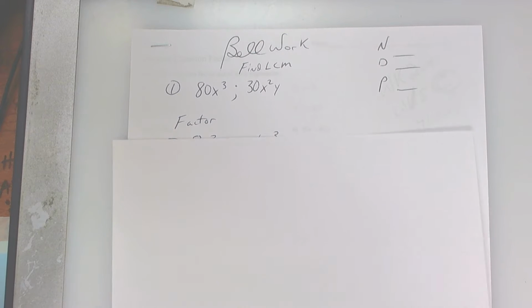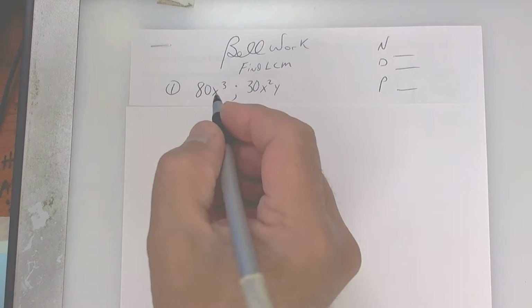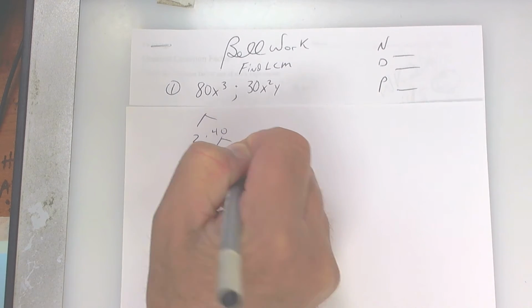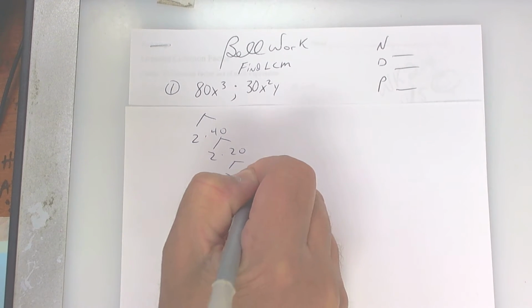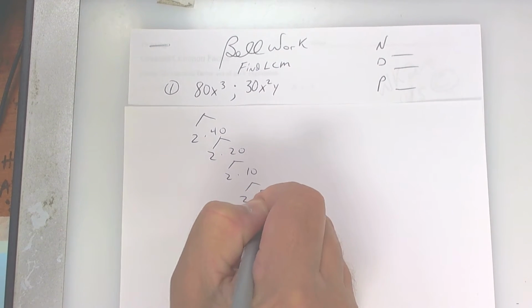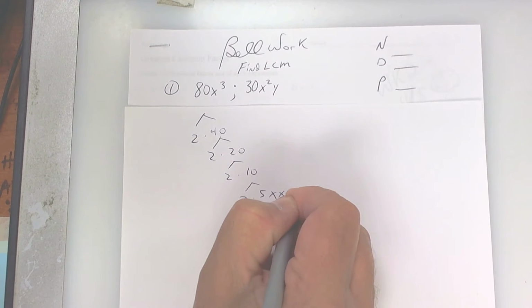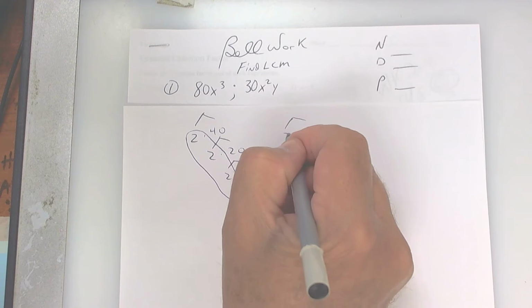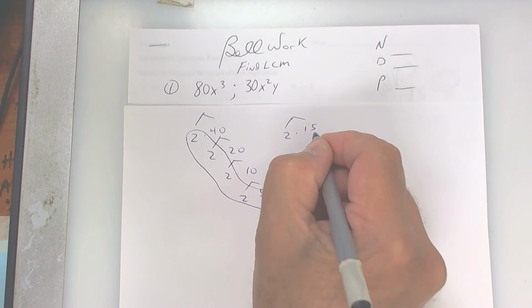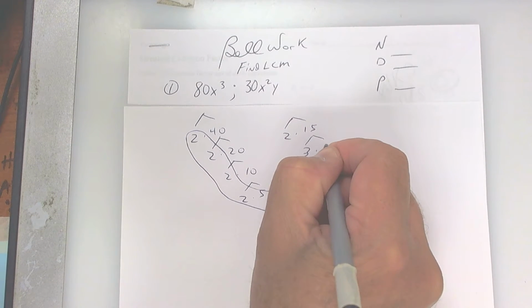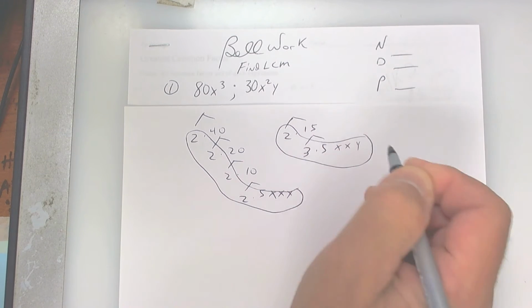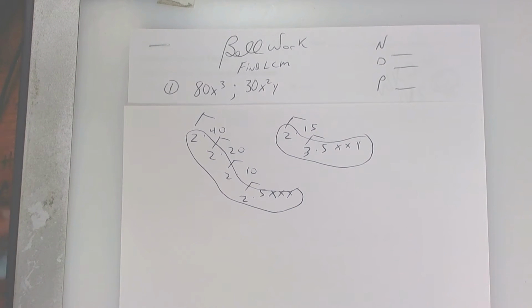This one right here, what you're going to do is factor it. You're going to do 2 times 40, 2 times 20, 2 times 10, 2 times 5, and then x, x, x. On this one, you're going to do 2 times 15, 3 times 5, x, x, y. And then you're looking to see what they both have in common.